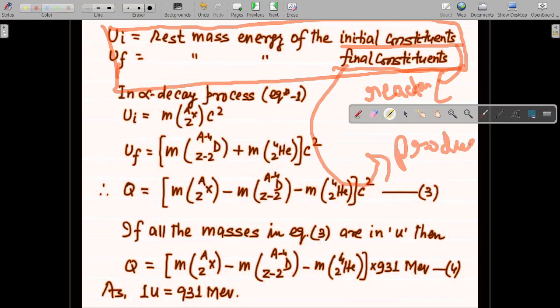These are just local language terms, reactant and product, because the terms reactants and products are actually used in chemical reactions. Those terms are not used in nuclear reactions. That's why you should use initial constituents and final constituents instead of reactants and products.